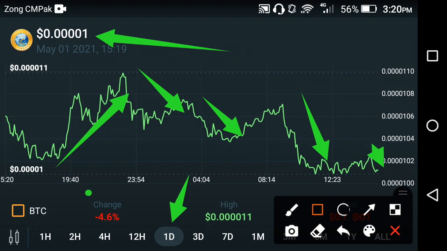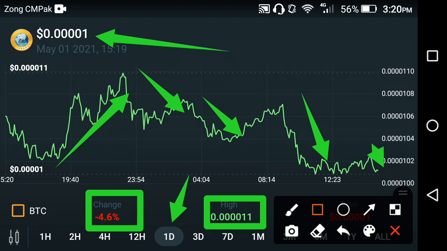And if you look, a negative 4.6% price change occurred in Free Coin in the last 1 day, and the highest price is about 0.000011. As you can see here, at this point it hit 11 USD, and here the price change is about 1, friends.